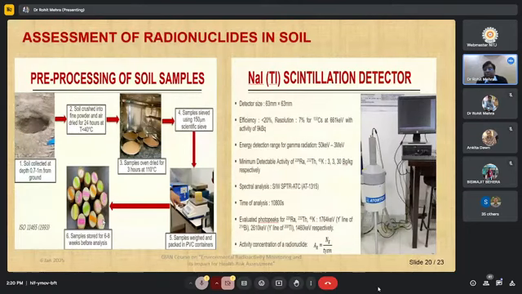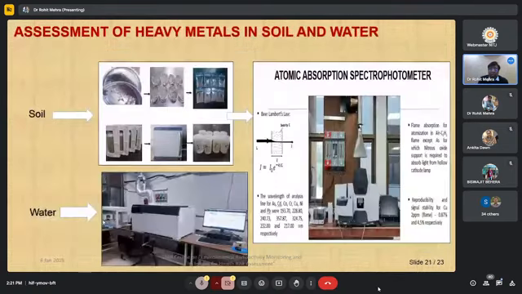And then you could place those samples within the compartment available for this measurement process. This is the instrument which is available in our lab, a scintillation counter, where you could place your sample and go for gamma ray spectroscopy techniques for the estimation of different radium, thorium, and potassium concentrations in soil samples.